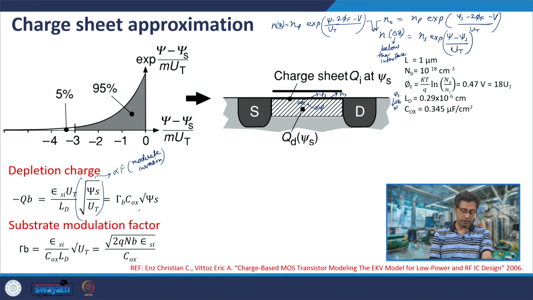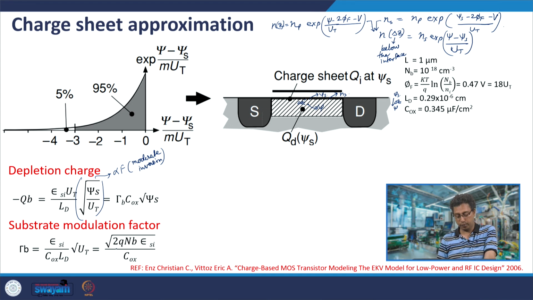Now we define this as some gamma b Cox into square root of chi s. What is then the value of gamma b? From here you would find that it is epsilon silicon by Cox, because you have multiplied Cox here, divided by L d, into a square root of ut here.